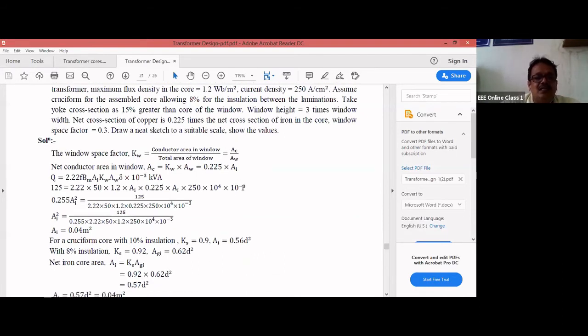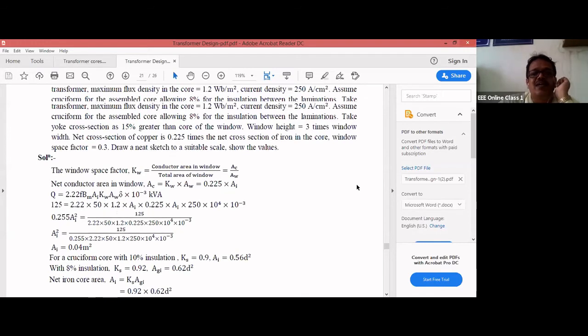Now let us calculate AI. You can use the output equation of a single phase: Q is equal to 2.22 f Bm AI KW AW delta into 10 power minus 3 kVA. I'm substituting the values here. For this you get AI, and KW AW, because the window space factor KW is usually given in the problem.